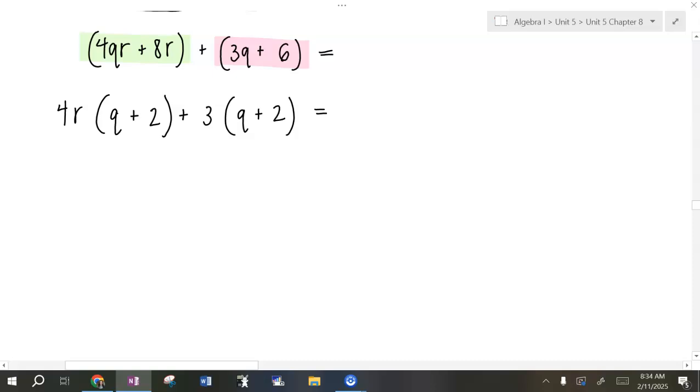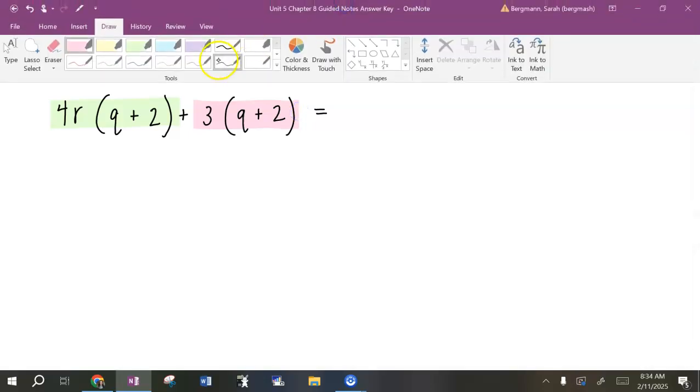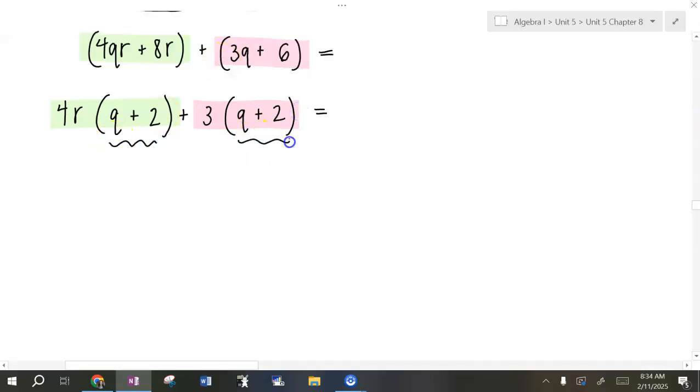Once you factor out the greatest common factor of each group, the two groups should now share a common factor. If this can factor, what's left in your parentheses should be the same. So what you're going to do is treat the Q plus 2 as the greatest common factor between the two groups, because the green group and the pink group both have Q plus 2 as a factor. So that means the green group and the pink group have that in common. We know that when two terms have a factor in common, we can take it out.